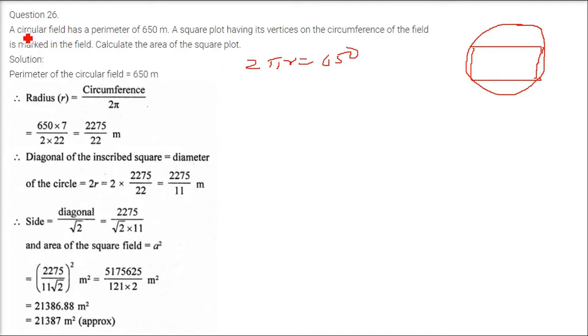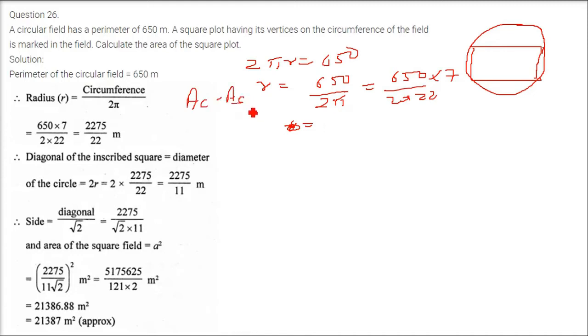So first, for the circular field, the perimeter 2 pi r is 650. This r will be equal to 650 by 2 pi, and pi is 22 by 7. So we'll use this. Now, in order to find out the area of this, we have to find the area of the circle minus the area of the square.